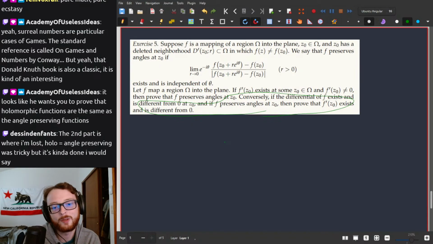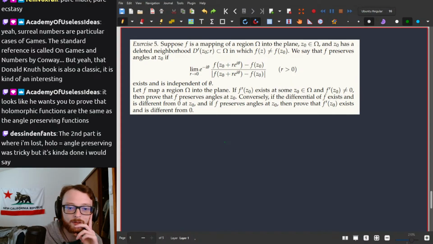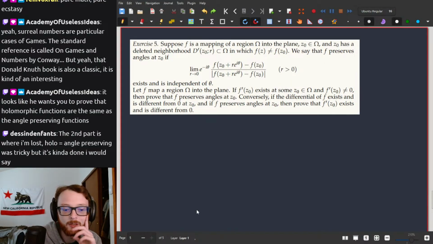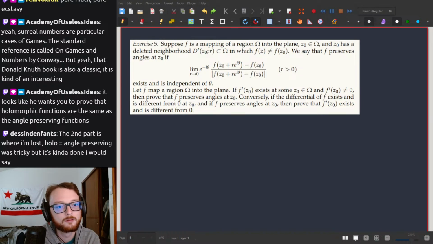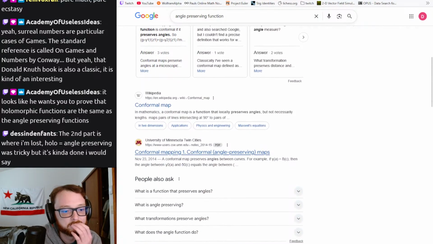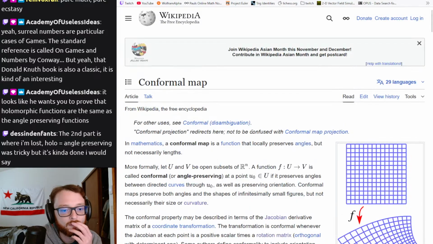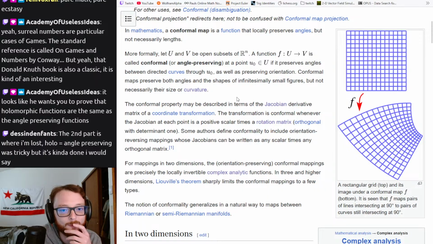I mean, what does it mean to be angle preserving? I don't know the formal definition of that. I guess this conformal map should have what we want, right?